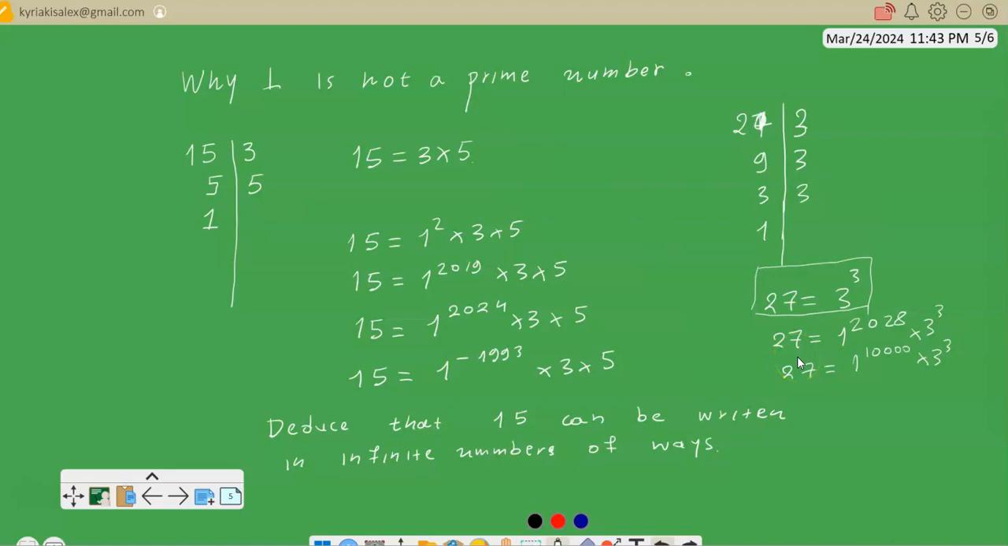So this is another typical example, and we deduce that 1 is not a prime number, because the only way we can represent 27 is by the product of these primes. So 27, we write 3 to the power of 3 in index form of this prime number.